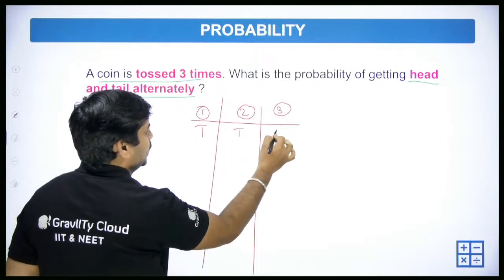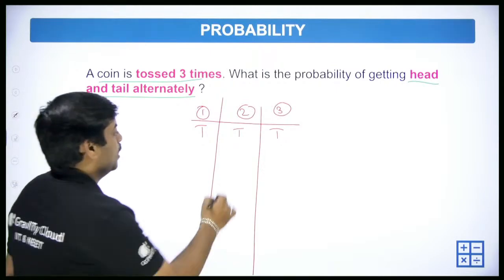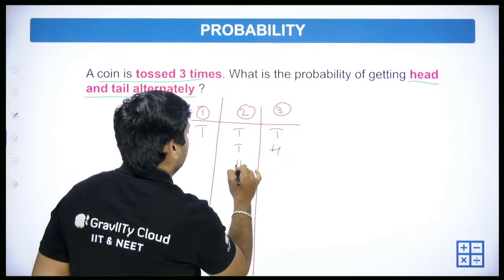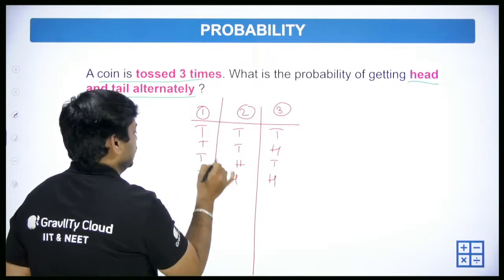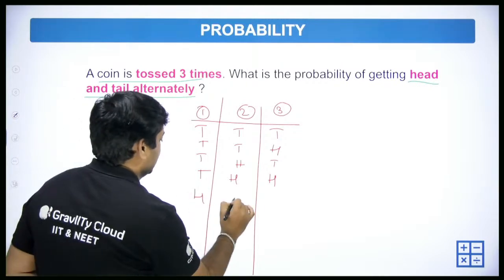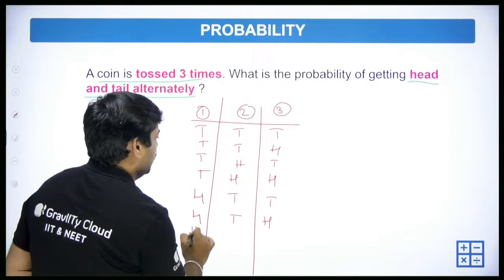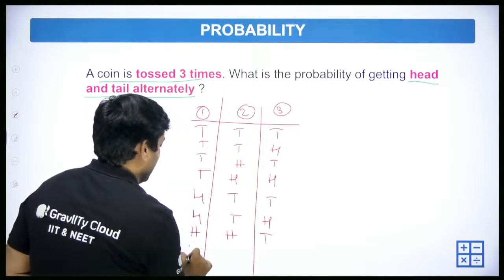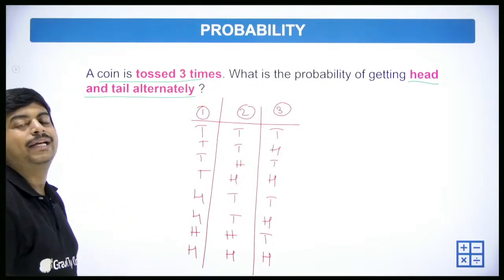Tail, tail, tail. That is one case, when all the 3 coins tossed give you tails. Tail, tail, head, tail, head, tail, tail, head, head. These are the first 4 possibilities. Next, head, tail, tail, head, tail, head, head, head, tail, and head, head, head. So this is how all the 8 outcomes will be there.